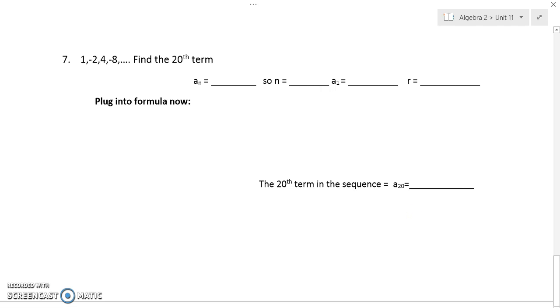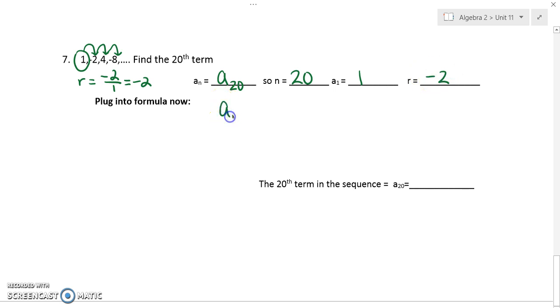Let's look at the last example that we have. It says find the 20th term. So we want to look for a sub 20. n equals, once again, 20 because we want the 20th number. a1 in this case is 1. And r, it looks like it's being multiplied by negative 2, but let's test it out. Negative 2 divided by 1 is negative 2. Is that true for the second one? Negative 2 times negative 2 is 4, and 4 times negative 2 is negative 8. So r is negative 2.